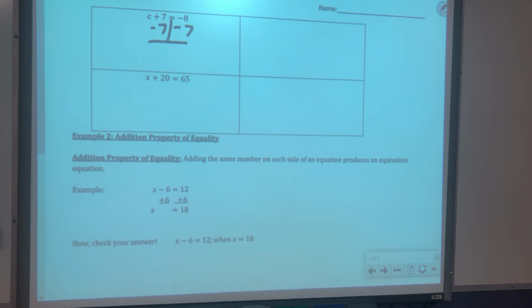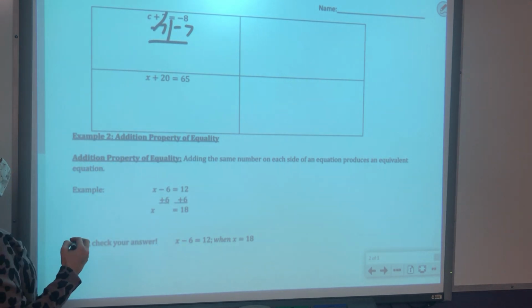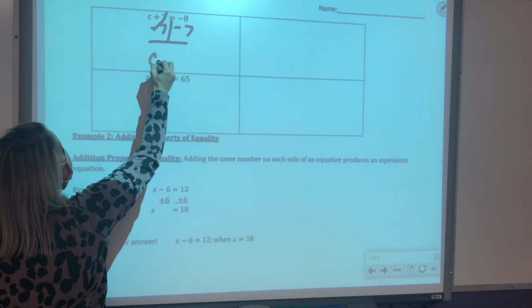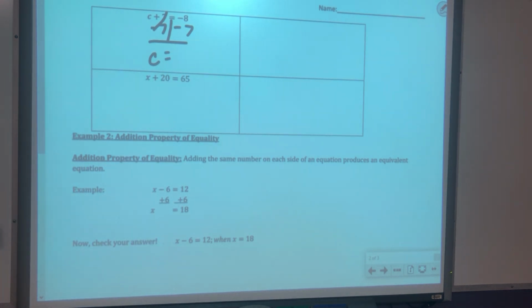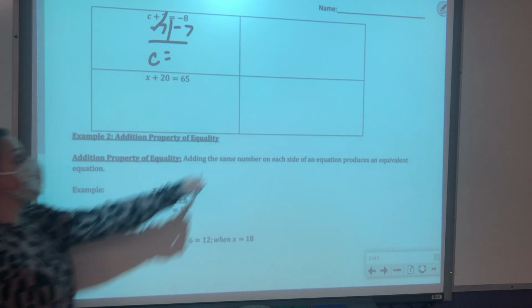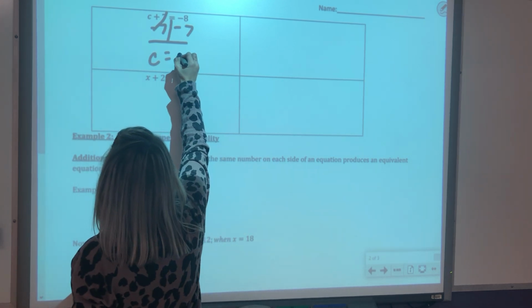So 7 minus 7? 0. So what am I left with? -8 and -7. Same sign, right? Okay, same sign, add. So 8 plus 7, 15. What kind of 15? Negative.